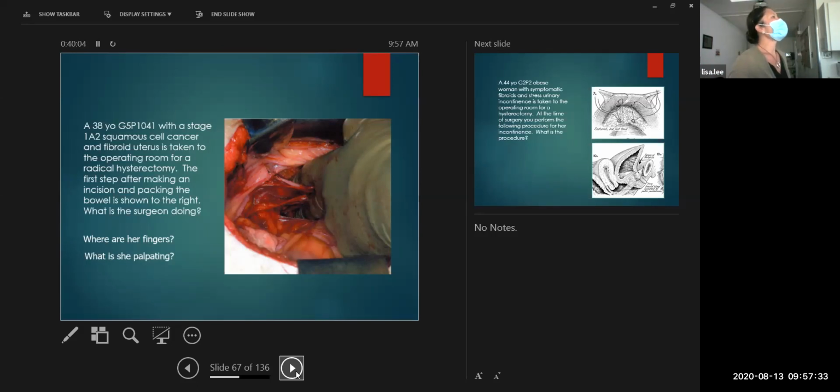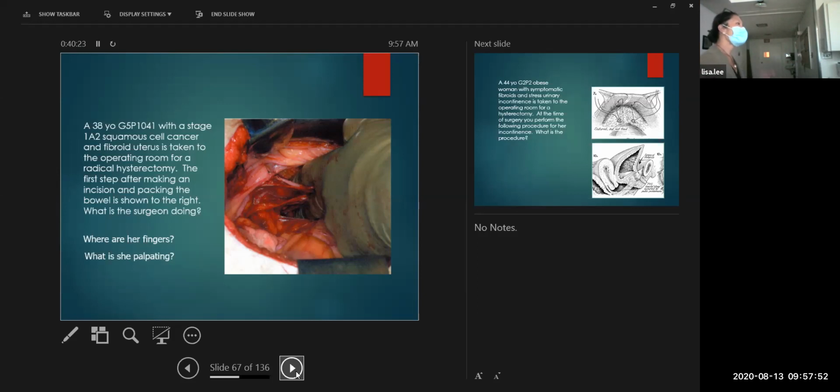So anterior is up, posterior is down. Yeah, so you can see, imagine that's like a bladder blade or something, that silver thing at the top of the picture. And the uterus is behind her hand. So she's got her left hand in there, uterus is in the palm, and her fingers are in two places, and she's palpating between her fingers.